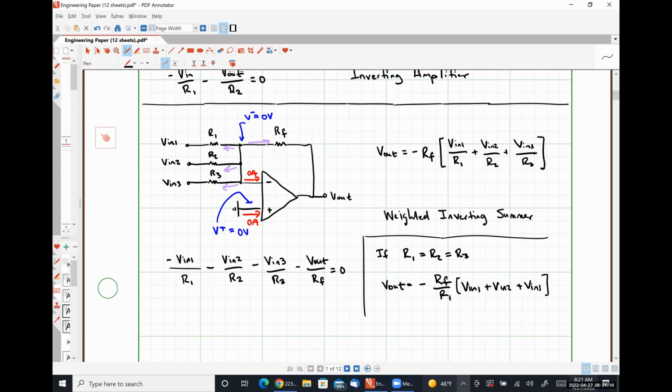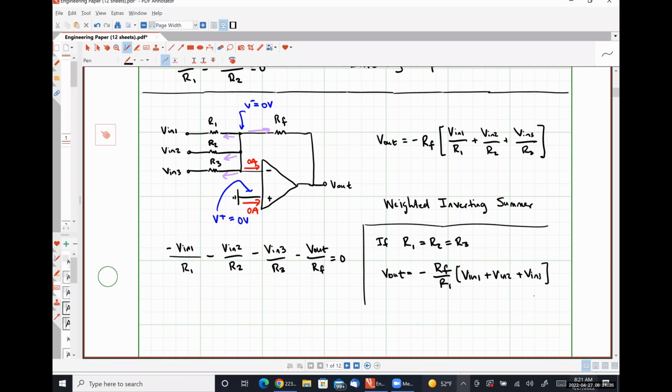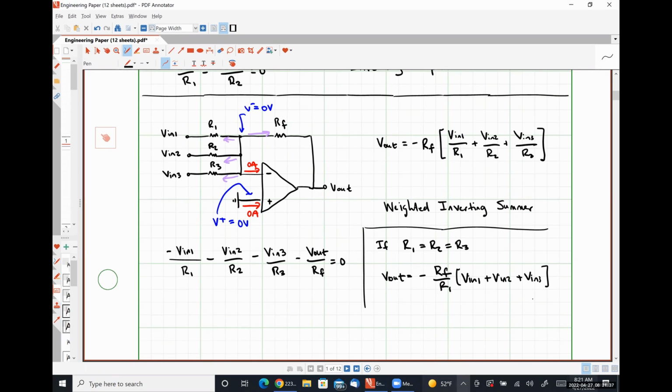So this is just an inverting summer at this point because we're not weighting each individual input differently. So your 3 input signals get added together, and then that combination gets scaled by a factor of negative RF over R1. All right.